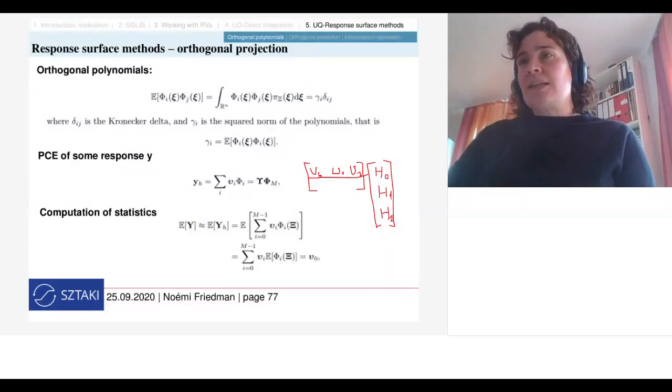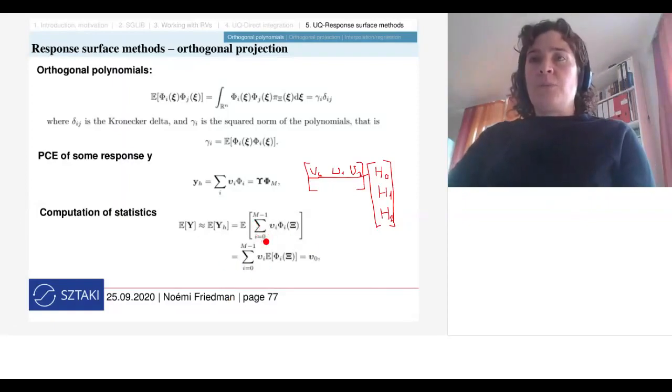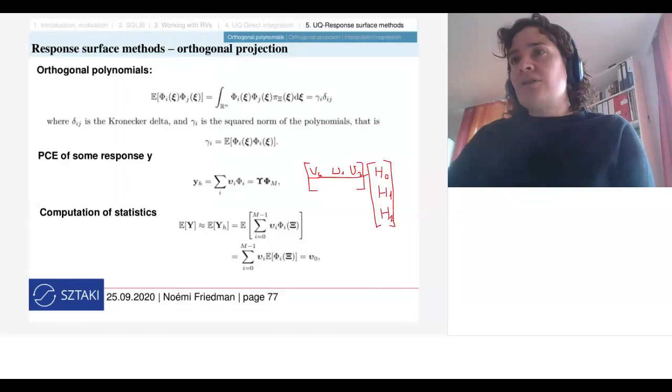So how do I compute the statistics? I can really easily compute it by taking the expected value and using the orthogonality condition. If I multiply it with 1, which is always the zero-degree function that I have, then I can put here an extra phi 0, and the expected value of phi 0 and phi i is simply the zeroth coefficient.